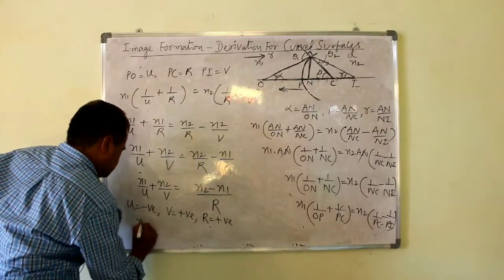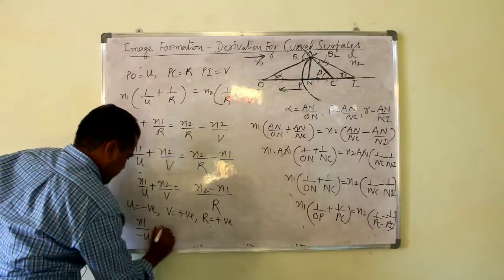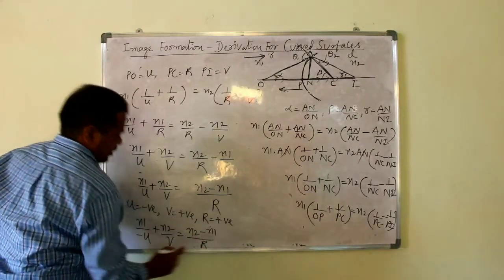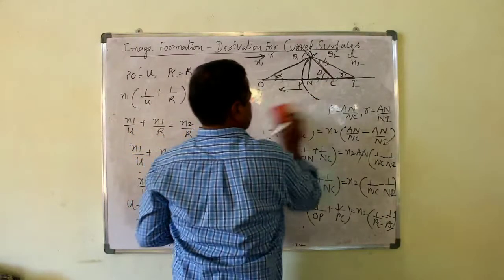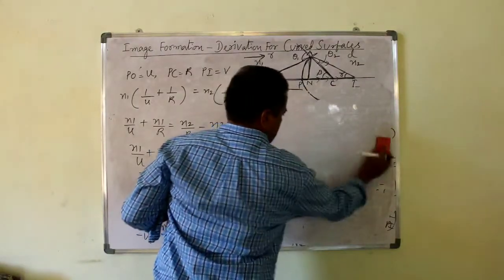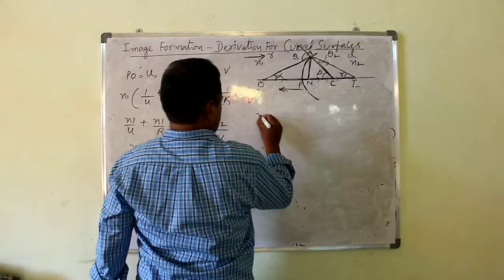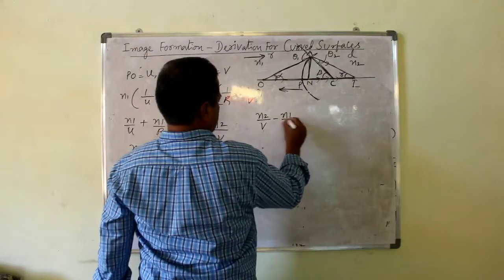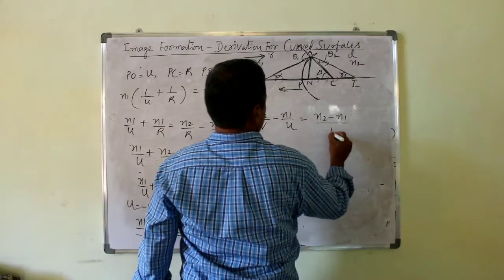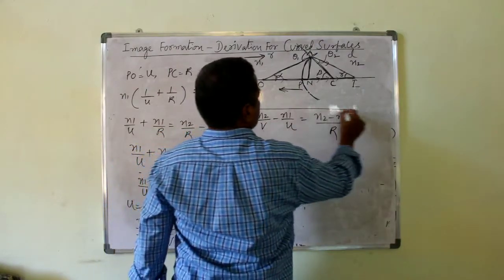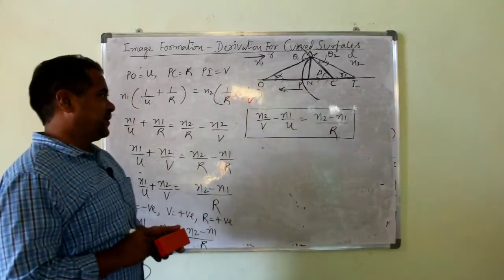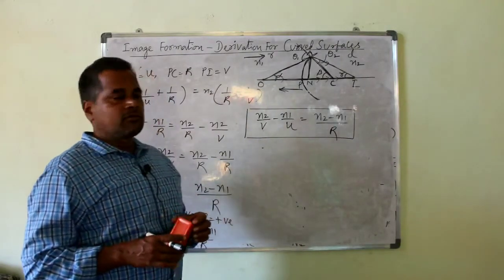So in the above equation, n1 by u minus n2 by v... this can be written as n2 by v minus n1 by u is equal to n2 minus n1 by R. So this is the equation for image formation when any light ray is incident on curved surfaces.